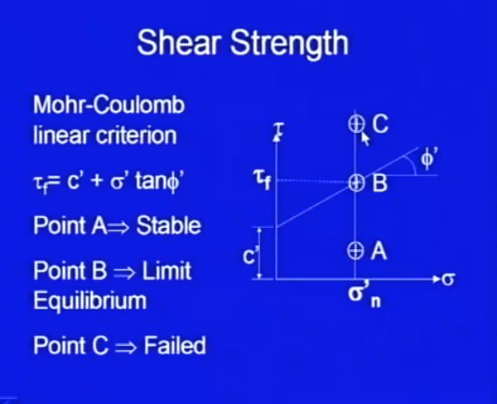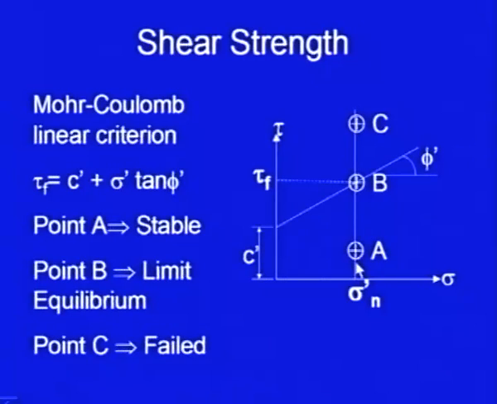Here sigma n is maximum and correspondingly some tau value will be there. What do these points on this particular space mean? What do they represent? Now, look at the point A. Here, corresponding to this normal stress sigma n, the shear stress is this value. This value is less than tau f. So, point A will be stable.